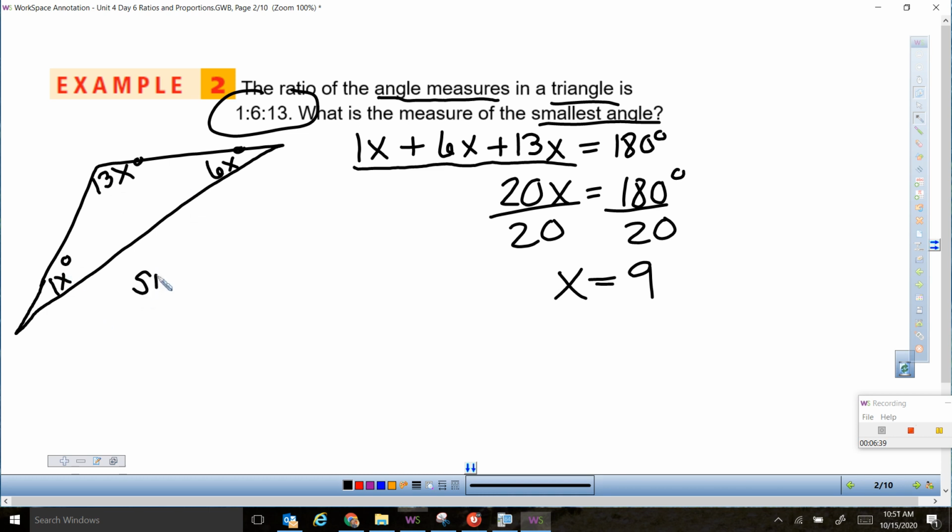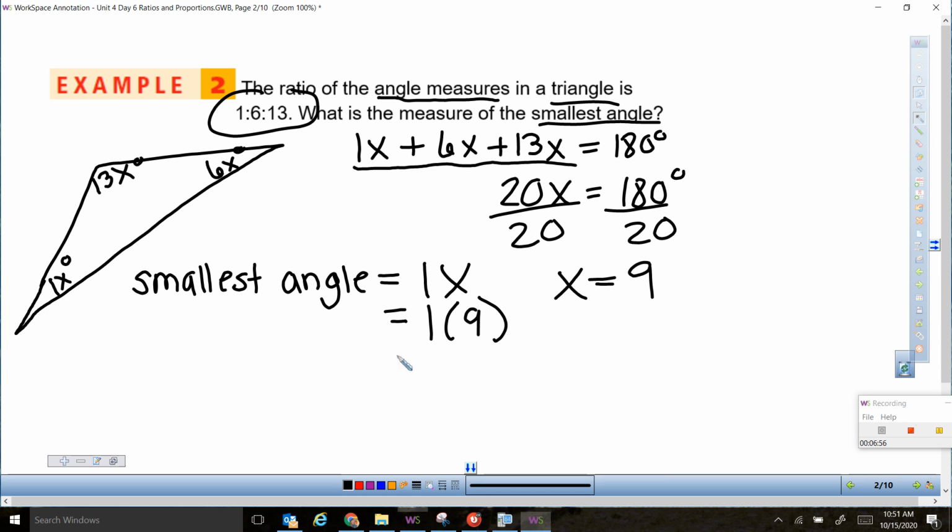1x. So the smallest angle is 1x. Replace the x with a 9. So we need to do 1 times 9. And 1 times 9 is 9 degrees. So the smallest angle is 9 degrees.